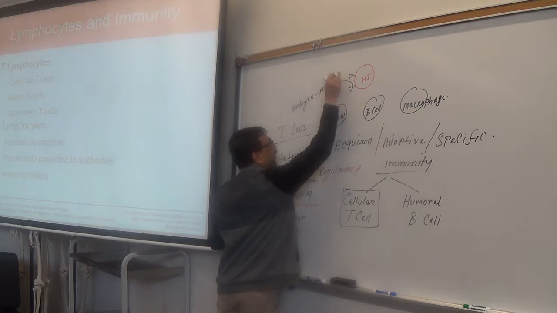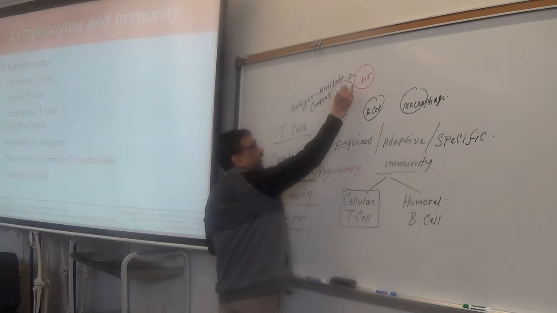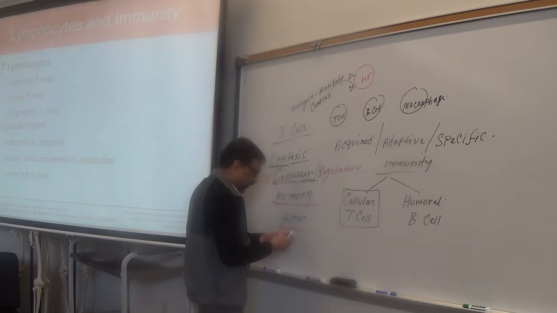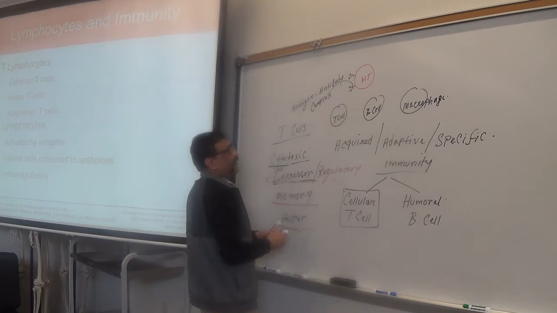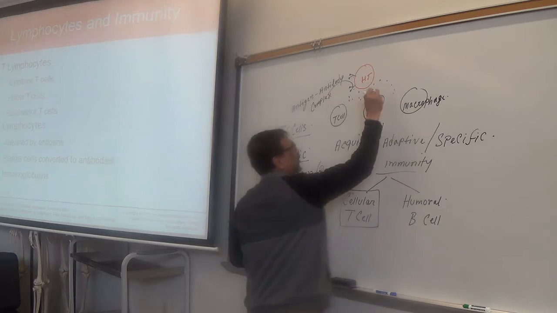Antigen antibody complex gets attached to the helper T cell. Helper T cells release a chemical that is called cytokine.